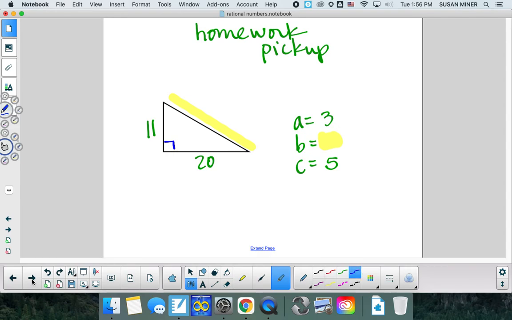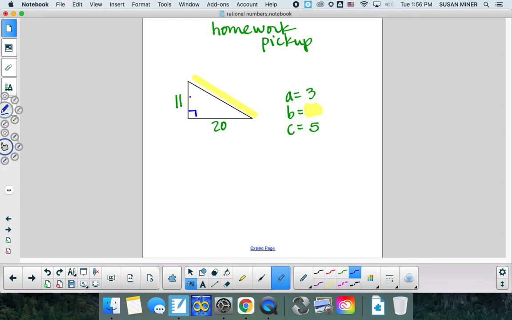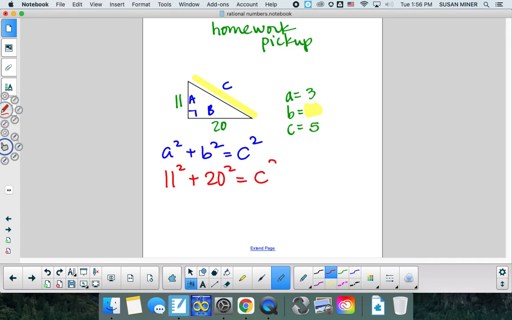All right, I'm going to show you these last couple of problems so you can check your answers and see how you did. The two short sides I'm going to label A and B. And then the long side, remember the hypotenuse side is C. And so A squared plus B squared is going to equal C squared. And I'm just going to substitute in some of the side lengths here. A would be 11 squared plus 20 squared, and that's going to equal C squared. So 11 squared is 121, and 20 squared is 400.